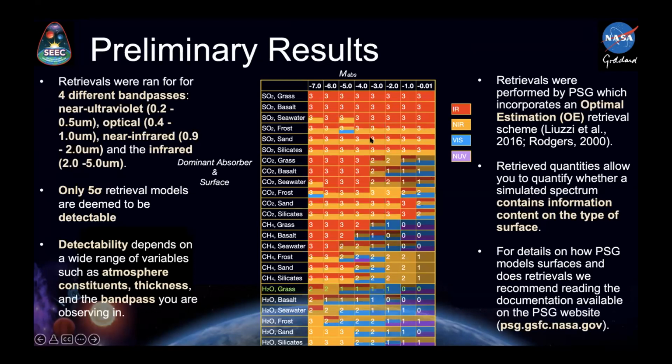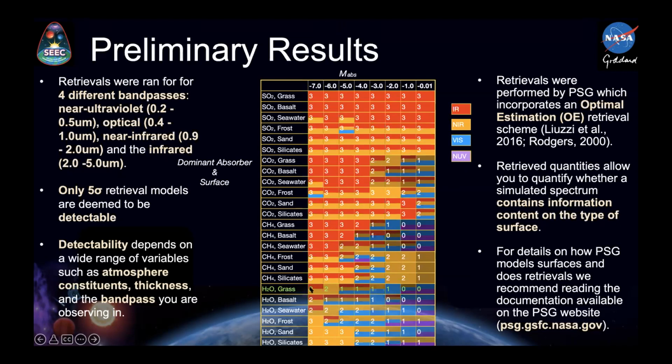We ran retrievals on these models to see where exactly those limits of detectability are within these models. In this table, up here, this is our dominant absorber mixing ratio. And then we have a different combination of some gas to some surface. And remember, these are all simplified models. And we made retrievals in these four bandpasses: the infrared, near infrared, visible, and near ultraviolet. And the numbers inside the boxes are the pressure corresponding to the model.